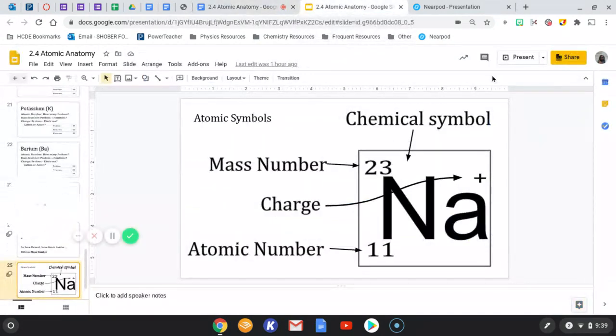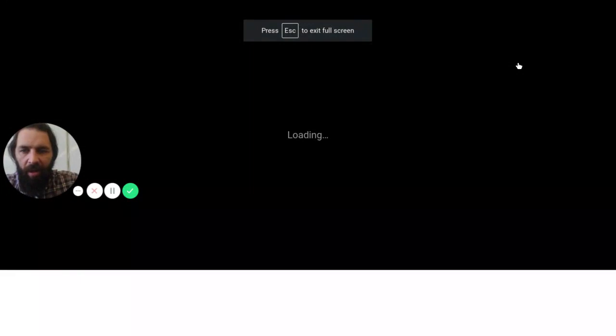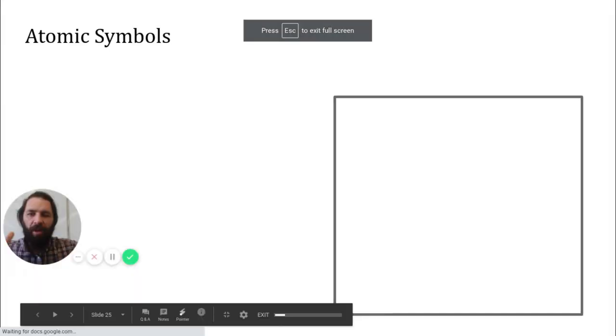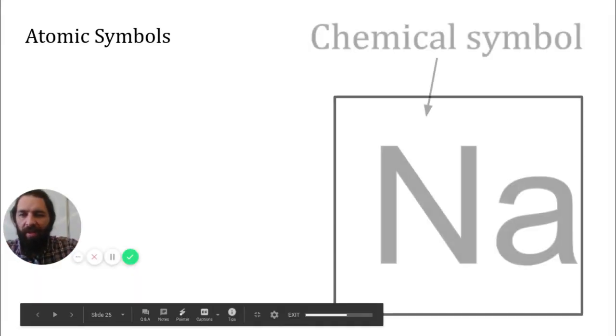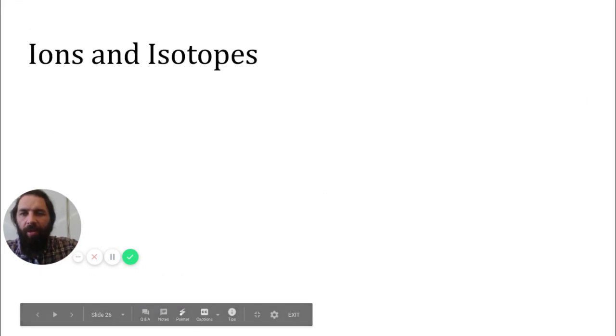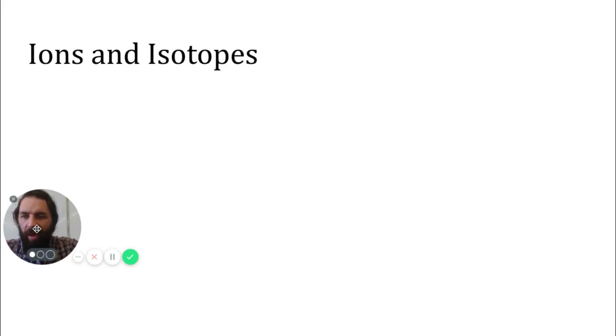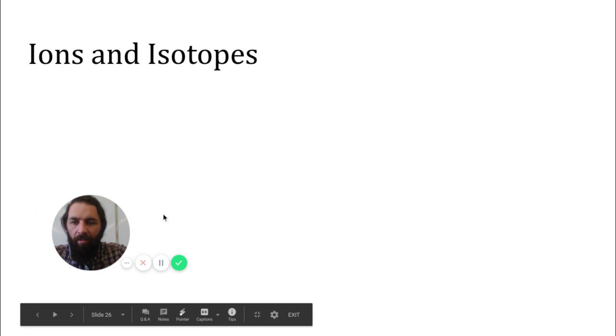The last thing I wanted to talk about, I'm just going to go through this quickly, is that ions and isotopes can be a little bit confusing because they both start with I's and they deal with atoms, right? So let me give you a couple of examples of how they work.